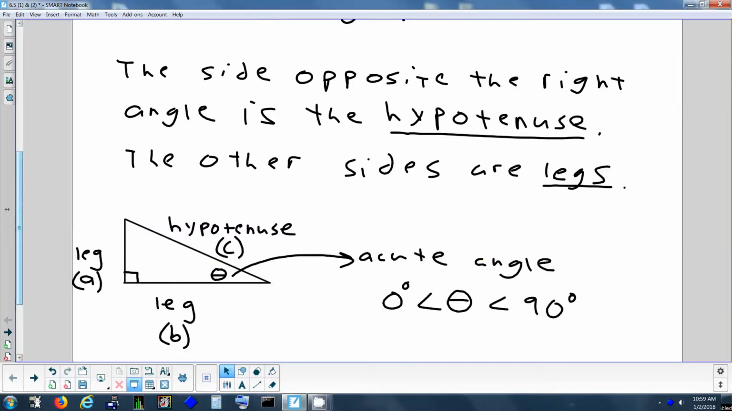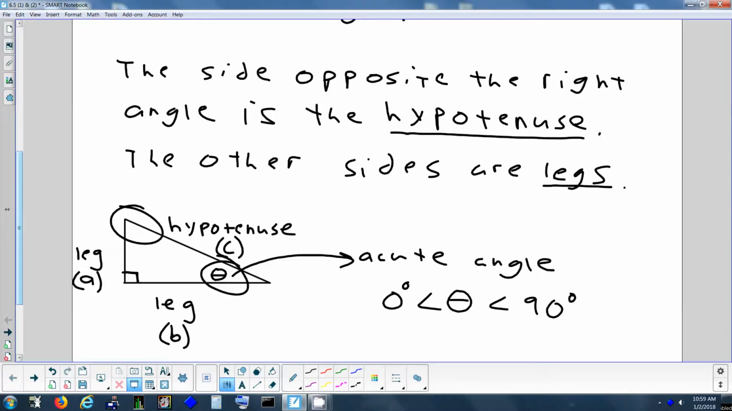This angle in the lower right and the one at the top are both acute angles. Why do they both have to be acute? We kind of already touched on that. Because if they're more than 90, it would be more than 180 degrees. Right. We've already used up 90 for the right angle, so the other two angles have to both be less than 90, or it wouldn't add up to 180.